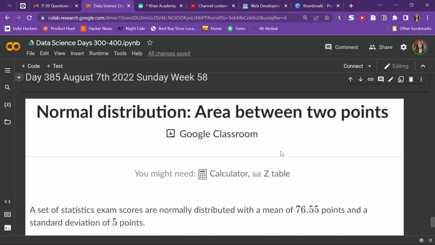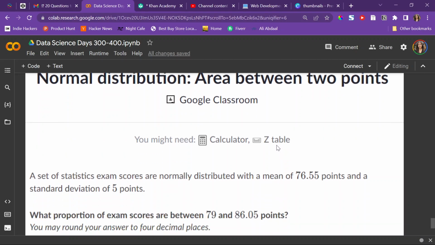So I'm going to do an area between 2 points problem from Khan Academy. I'm going to do it using Python, using the TI-83 and the TI-84, and I'll do it using z-scores, right? So the College Board way.